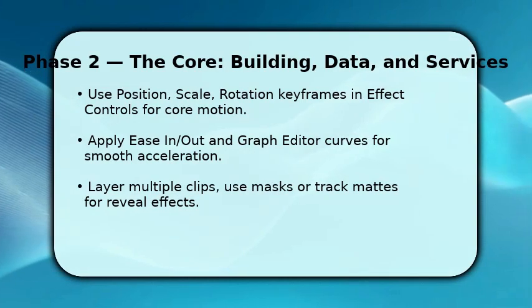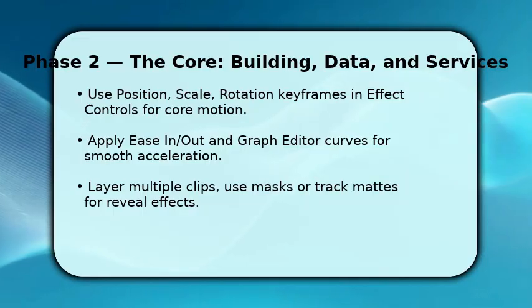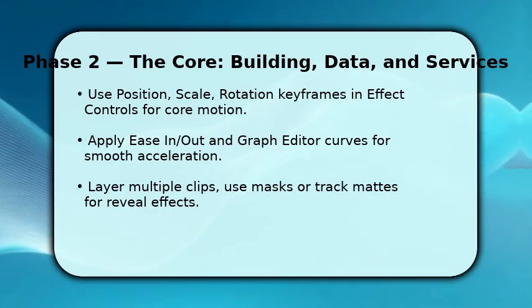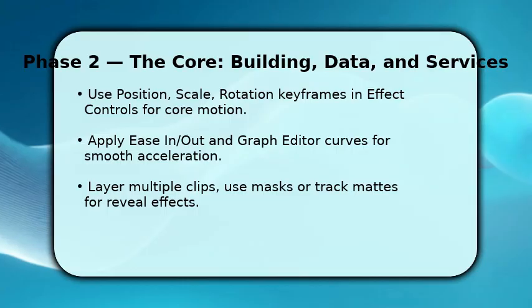Now you animate. Set keyframes on position, scale, and rotation in effect controls to define the start and end of motion. Move the timeline playhead, adjust values, then use ease in and ease out to soften starts and stops. This feels more natural than linear motion.